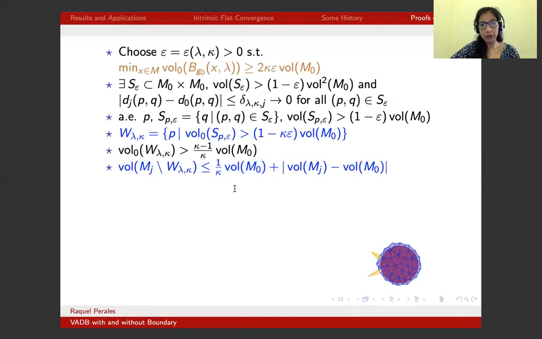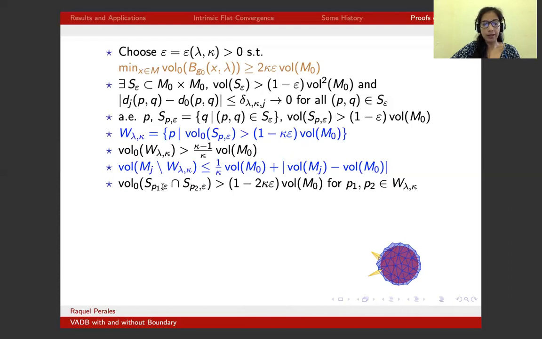Okay, so now I just need to tell you how the distances behave, dj and d0. And for that, take sp1 epsilon and sp2 epsilon. Here, these slices come from points p1 and p2 in W lambda kappa. So they have big volume. And because they have big volume, by their definition, the volume of this intersection is going to be greater than or equal to 1 minus 2 kappa epsilon times the volume of M0.